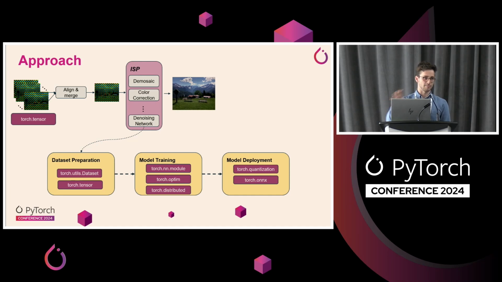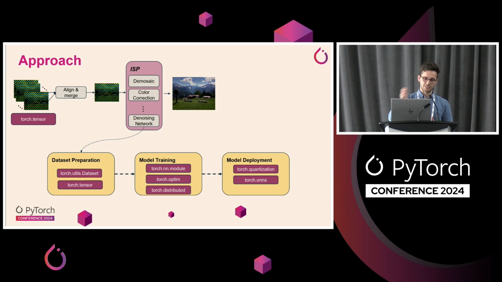Once we've aligned and merged all these exposures together, we send that image through the ISP. The ISP, as I was saying before, does demosaicing, color correction, la-di-da, and then, of course, the denoising network. These days, we basically entirely implement that denoising network using PyTorch. And that's what I'm going to go into today.